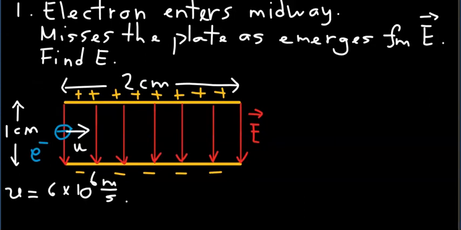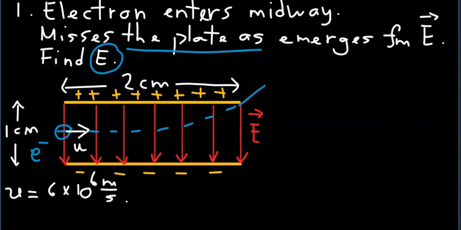Because the electron carries a negative charge, it will be attracted towards the positive plate, so it will gradually deflect. The path of the electron will gradually bend towards the upper plate like that. Now the condition is, if the electron just misses the upper plate as it emerges from the electric field, what should the magnitude of the electric field be?